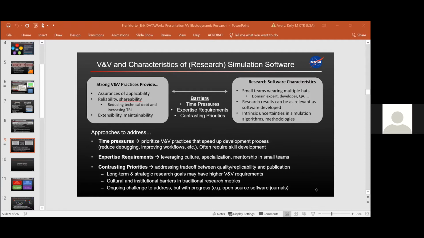That is an ongoing issue, the trade-off between traditional research metrics and how good is good enough for quality and replicability. This is an ongoing challenge to address, but there's some progress. For example, being able to get publications with open source software journals that tag research software with a publication that intrinsically tie the two.